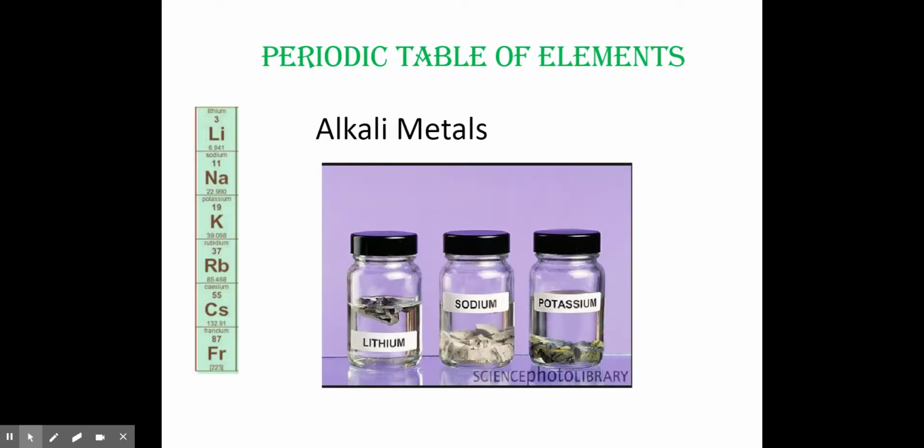Now, the periodic table of elements has different groups as well. So this first group of metals, starting with lithium, sodium, potassium, rubidium, cesium, francium, are the alkali metals. These are the alkali metals. The alkali metals each have one valence electron. The entire column has one valence electron, and they're very reactive, so they bond very easily.